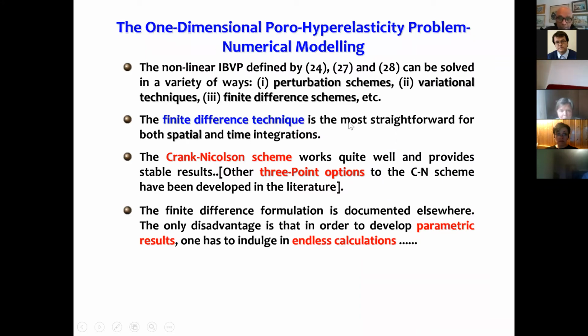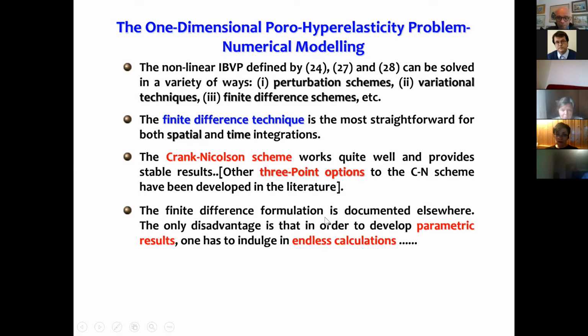But I think the finite difference technique is the most straightforward, because you can use the finite difference to both spatially discretize the region and temporally discretize the region as well. So the temporal discretization uses the conventional Crank-Nicolson technique, but there are other 3-point options as well, which are possible to use. But I think this system works. So the finite difference scheme is the best one to use.